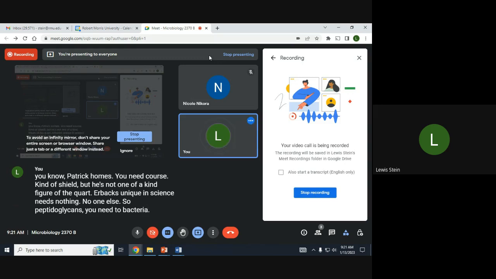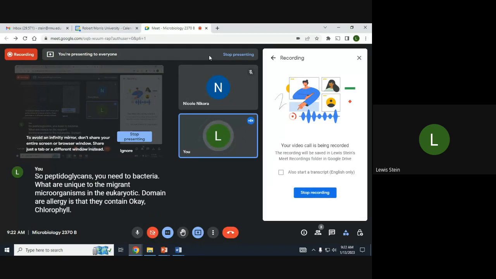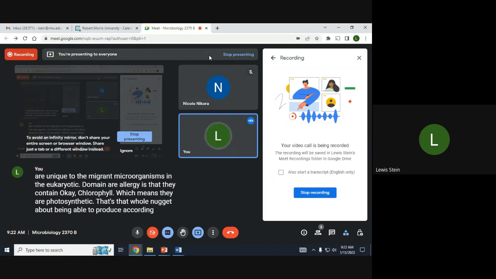What is unique to the algae among the microorganisms in the eukaryotic domain is that they contain chlorophyll, which means they are photosynthetic. That's that whole nugget about being able to produce, according to this text, about 70% of our oxygen from all that algae in all the seas. So the only photosynthetic microbes that are impactful to us are algae, and algae are the only ones.